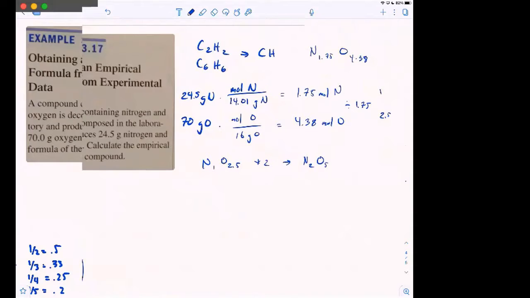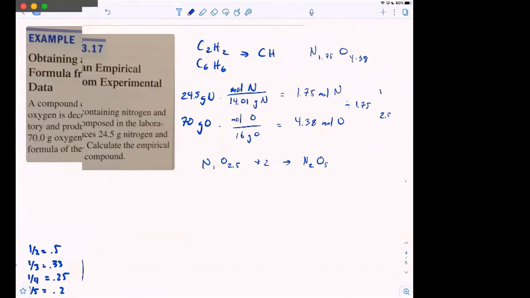Okay, so recap. We are trying to find the empirical formula. It's the lowest ratio of atoms in the formula unit. We're given 24.5 grams of nitrogen and 70 grams of oxygen. We convert that to moles, and we get a ratio of 1.75 moles of nitrogen to 4.38 moles of oxygen. We divide by the smallest number, and we get 1 to 2.5. We have a fraction there, and we have to have whole numbers, so we use discrete mathematics. We multiply the ratios by 2, and we get the ratio of 2 nitrogens to 5 oxygens.